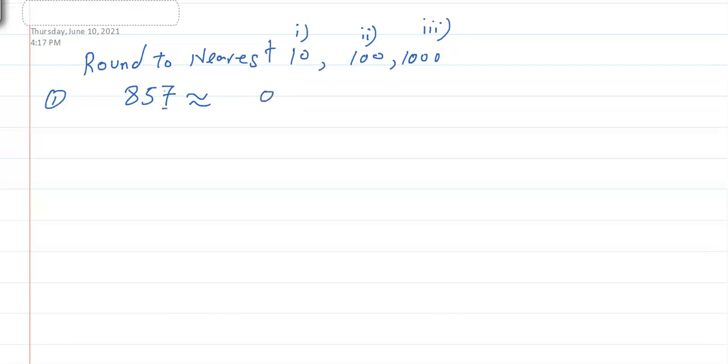And then if the ending digit is 5 or more than 5, then add 1 in the next one. So what will it become? It will become 860. You can write this is nearest 10, okay? Nearest 10.